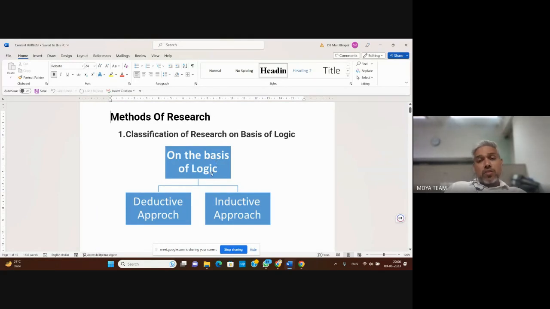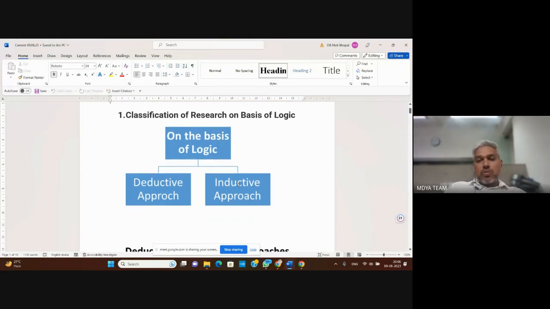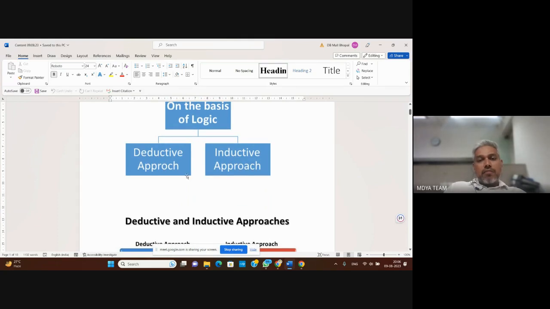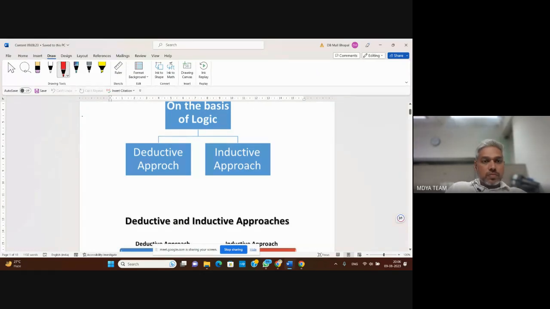So on the basis of logic, there are two types. What are the two types? Deductive approach and inductive approach. We have already discussed deductive approach and inductive approach, but according to the logic, they come under the basis of logic, right?